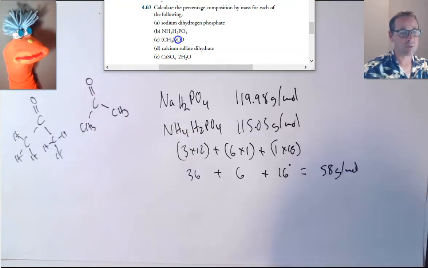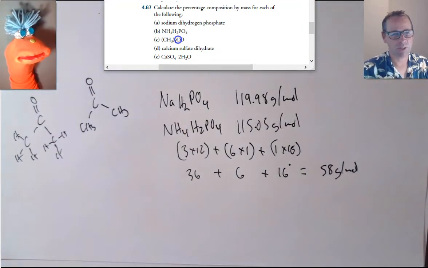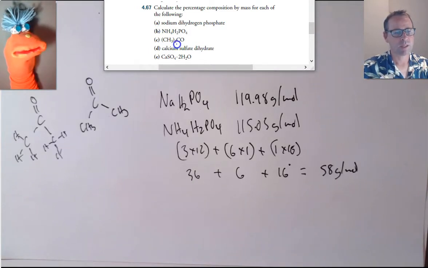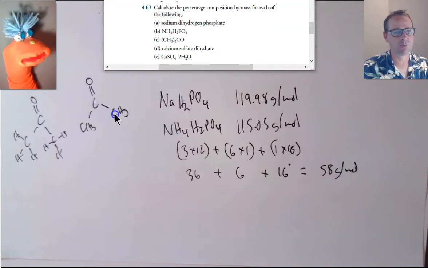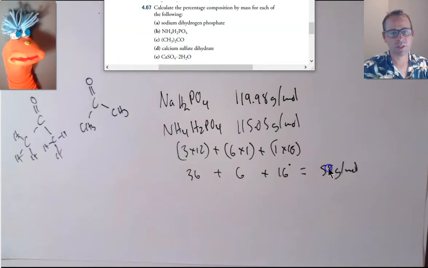And there's some organic chemistry, so you don't need to think about that, but it'll be a little more familiar to you when you come around the next time. All right, so if I wanted to know the percent carbon, what would I do? 36 divided by 58 times 100. Very good. And then for hydrogen, 6 divided by 58 times 100, and then for oxygen, 16.